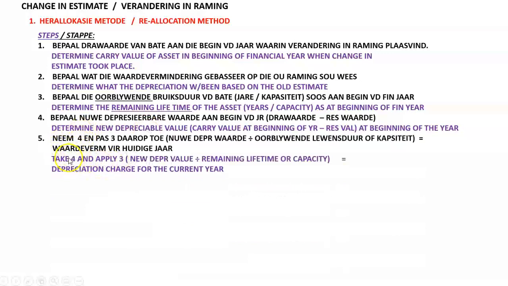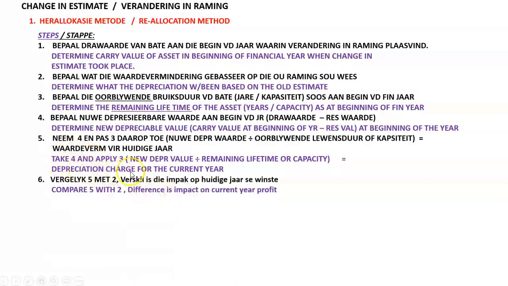So when we want to work out depreciation, it will be the depreciable value, i.e. the carrying value less the new residual value, divided by the remaining lifetime, number 3, of that asset or the capacity of the asset, and that would be our actual depreciation charge for the current financial year. Now once I have my actual depreciation charge for the current financial year, I can compare that with what my depreciation charge would have been if I continued with the old estimate, this one in 2. And the difference between 5 and 2 is the impact on the current year's profit.